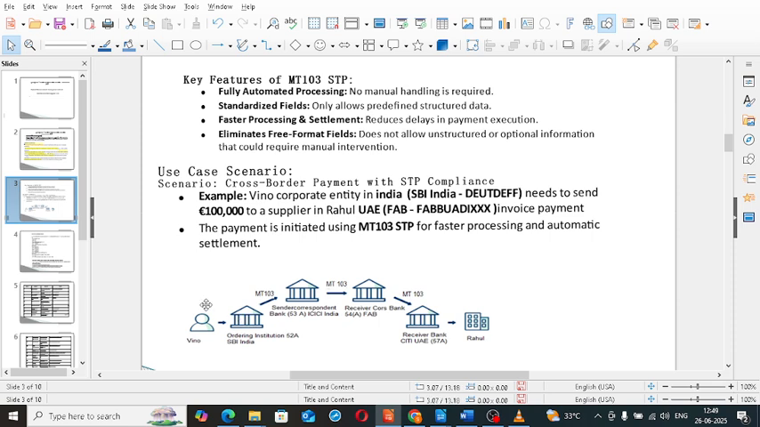Now the plan is to initiate the transaction, and he approaches his account holding bank, SB India, the ordering institution. After that, SB India prepares the MT103 STP message, which should go to the sender correspondent, ICICI Bank India. ICICI Bank holds the Nostro Vostro account in FAB, First Abu Dhabi Bank UAE. After that it goes to the receiver correspondent bank, then the receiver correspondent sends the money to the account with institution, the receiver bank, Citibank UAE. Finally, the Ragul account is credited. This is the simple example flow.